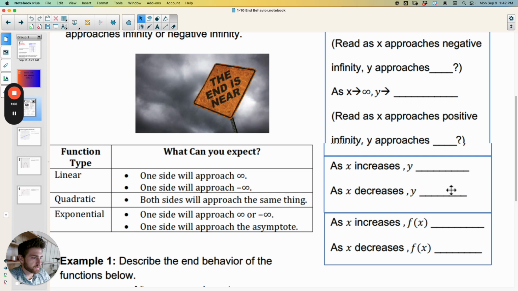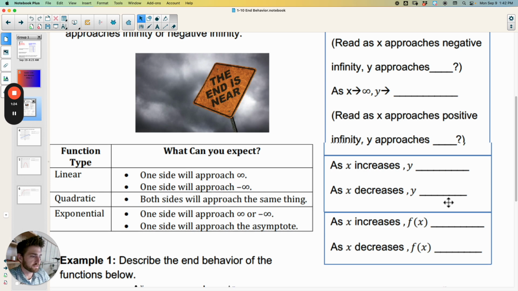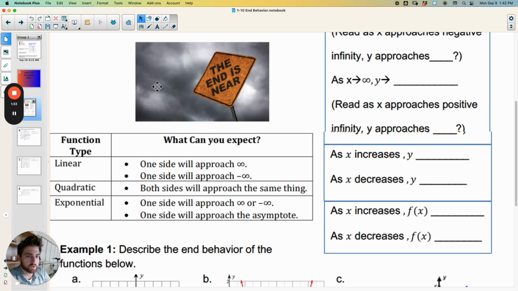You might also see it written like this, as x increases, or in other words, as x goes to positive infinity, what is y doing? It could increase or decrease. And then as x decreases, if x goes to negative infinity, what's y doing? It could be increasing or decreasing. And then lastly, same thing as above here, except instead of using y, it's just f of x. So nothing really different there.